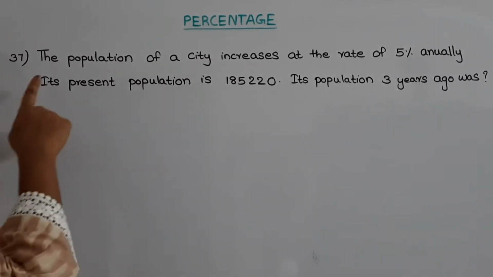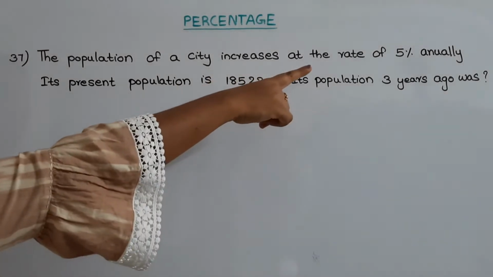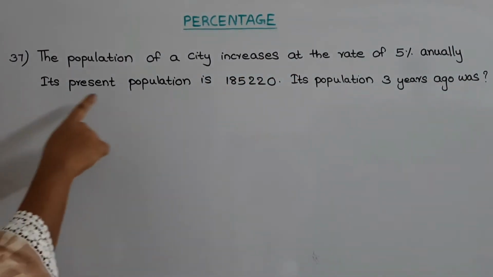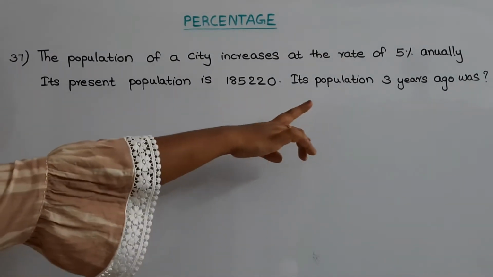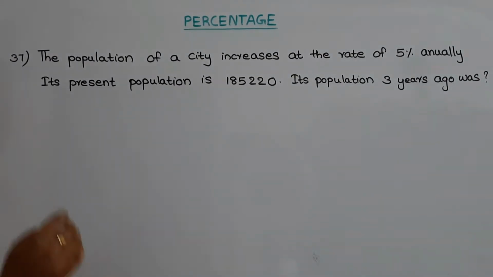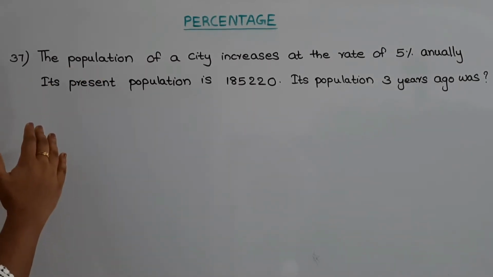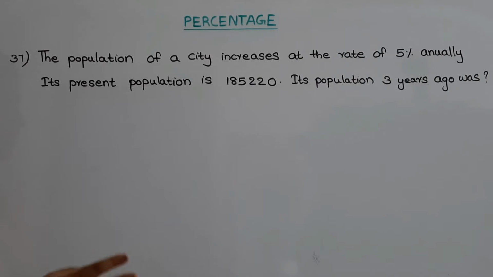The 37th question is: the population of a city increases at the rate of 5% annually. Its present population is 1,85,220. Its population 3 years ago was? So in this question, they are telling that the population of a city increases at the rate of 5% annually. We need to find out the population 3 years ago if the present population is given.